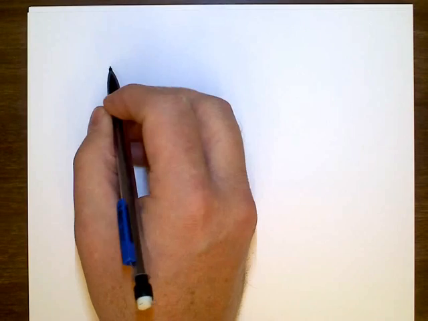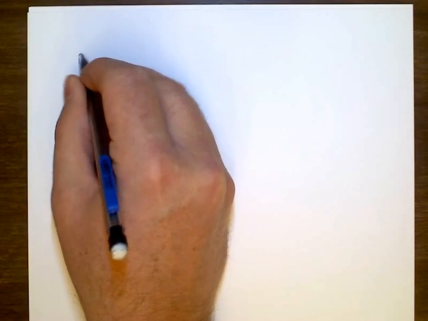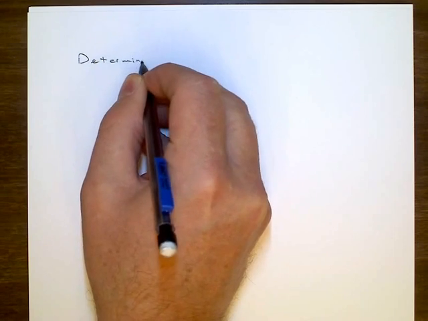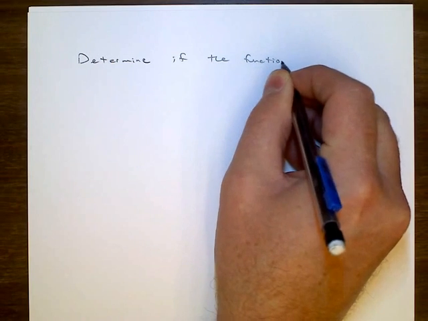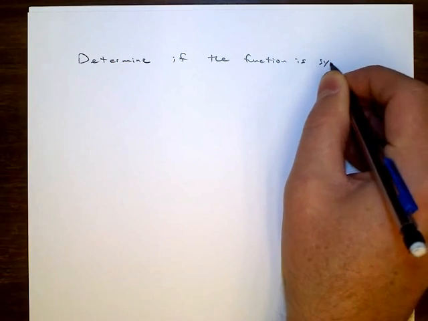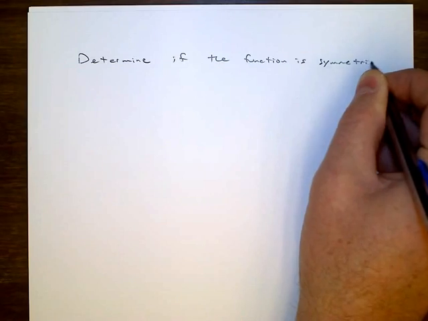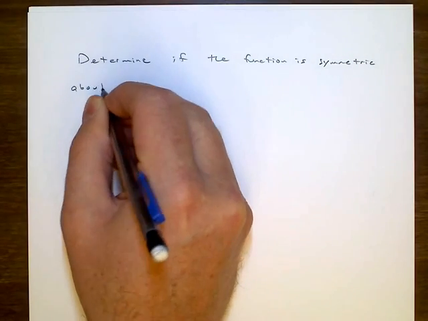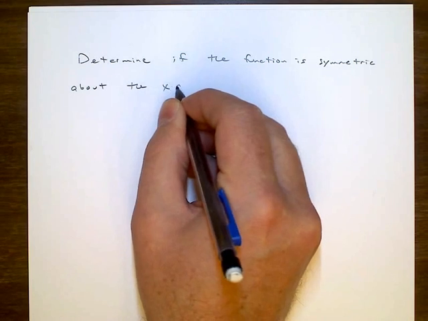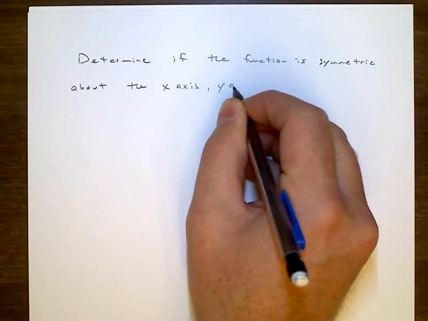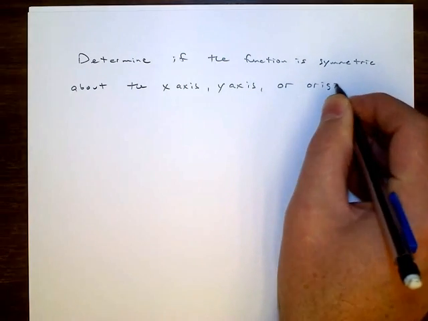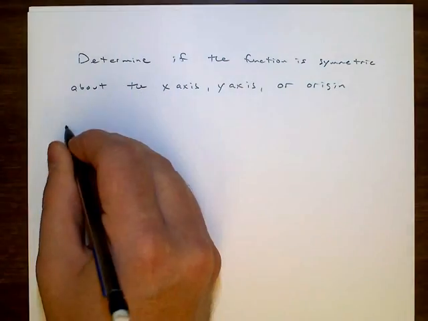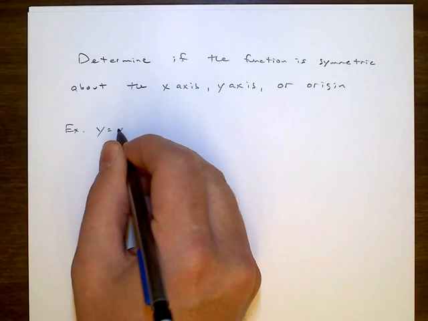I want to go over 6 problems to prepare for our Chapter 2 test. The first one being to determine if the function is symmetric about the x-axis, y-axis, or origin. So, for example, if we're given a function y equals x squared minus 6.